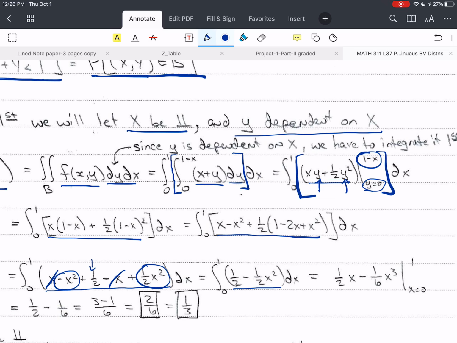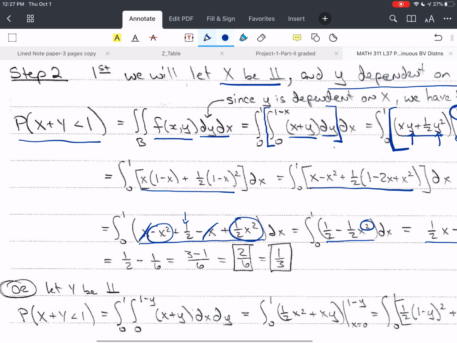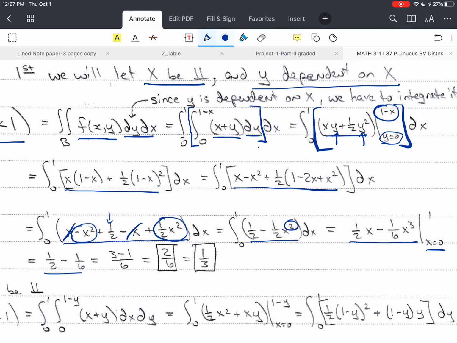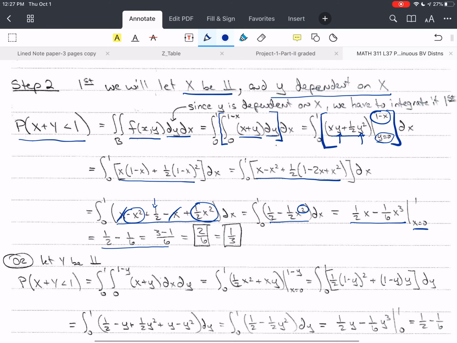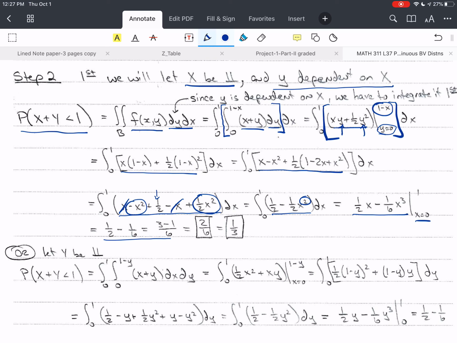I integrate that. I get 1/2 x minus, and remember I raise this 1 to 3 and divide by that. So I have a third and then a half. So a third times a half is a sixth. And so I have this expression. When x is 0, the whole thing is 0. So when x is 1, I have 1/2 minus a sixth. If I put it all in terms of a common denominator, I get 2/6 or 1/3. Either of those is fine. Now, that was letting x be expressed independently of y.